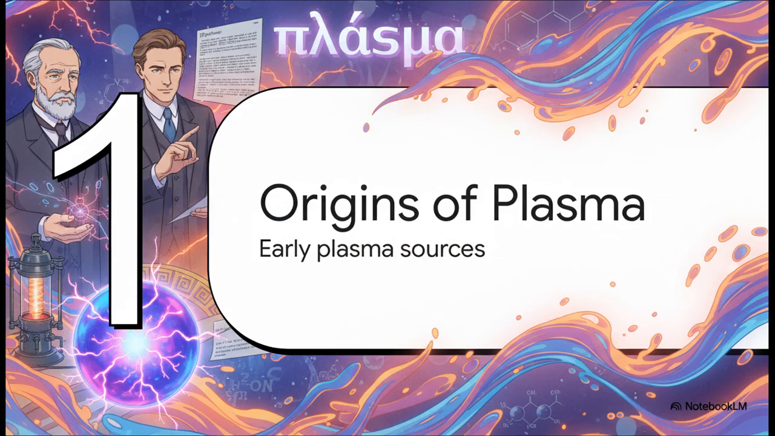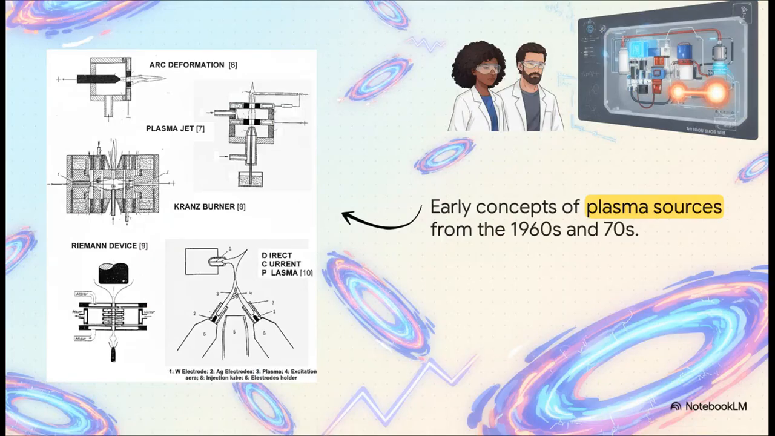Section 1. Origins of analytical plasma. Early plasma sources. Before we really get into the modern machinery, we have to understand the core phenomenon, plasma itself. This is a term officially coined by Irving Langmuir back in 1928 to describe structures that were first explained by J.J. Thomson. Now, early concepts from the 1960s and 70s, things like direct current arc deformations, plasma jets, and the Kranz burner, these were absolutely crucial stepping stones.